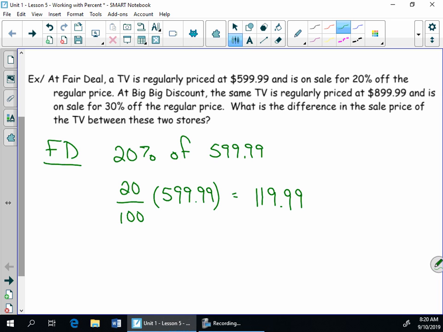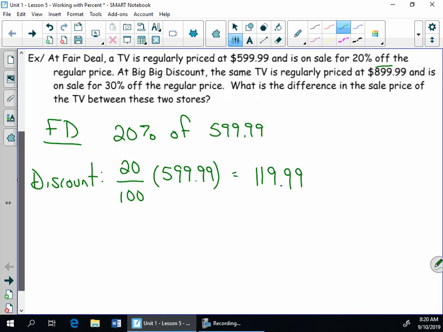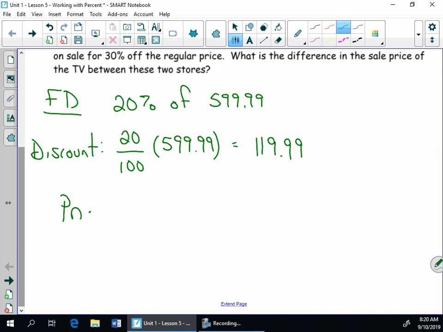Now we have to think here. This isn't our new price. This is actually our discount. How much we get off the price. Remember, it's 20% off of the price. So what's our actual price? So to find our price, we take our original and we subtract our discount, and we're left with our new price, $480.